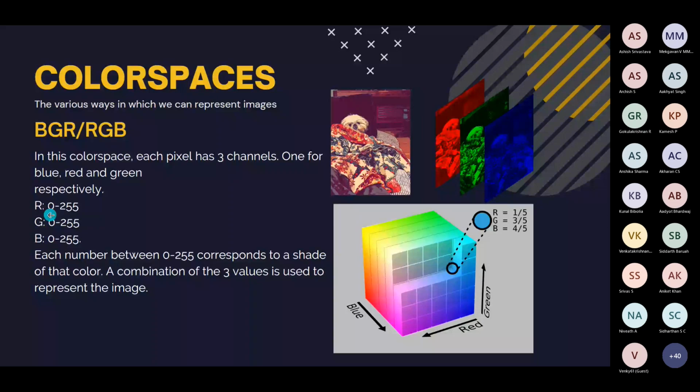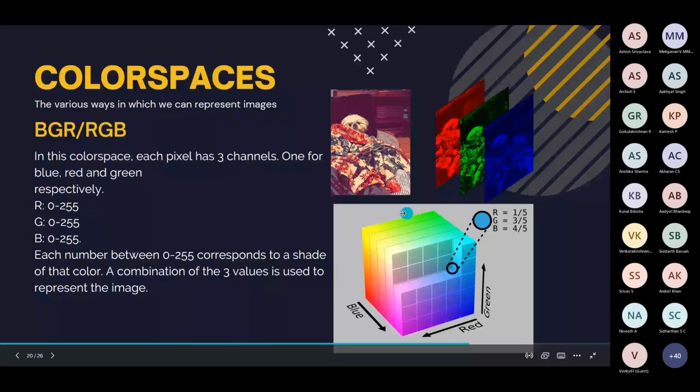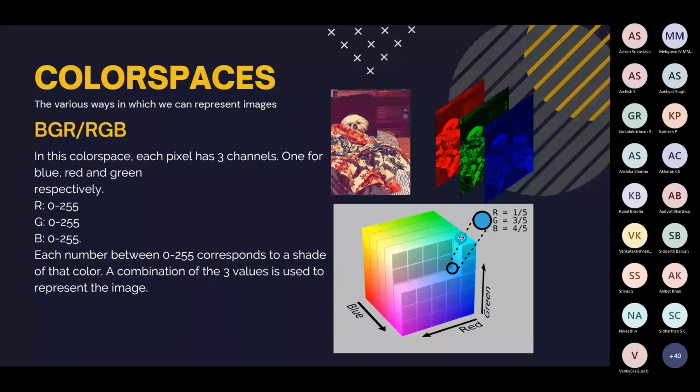For better understanding of this color space, you can think of this as a cubical model. You can see this representation of a cube here. Any shade that you want to represent will be a combination of those 3 colors, and you can spot it on this cube, and the combination of red, blue, and green will give you that particular color.